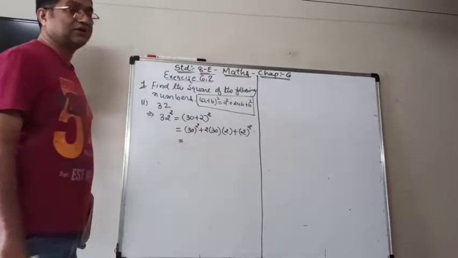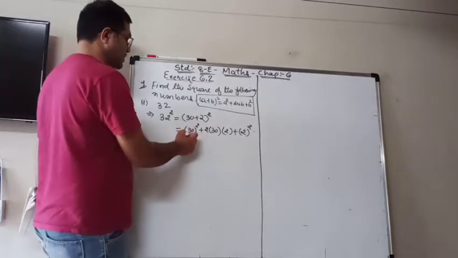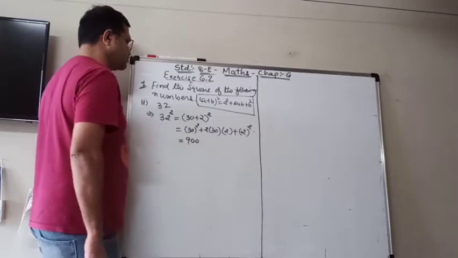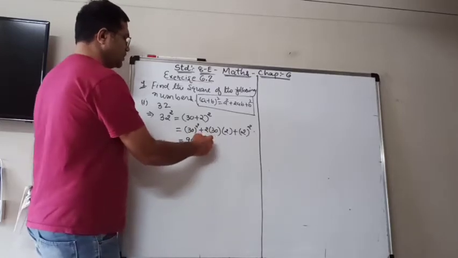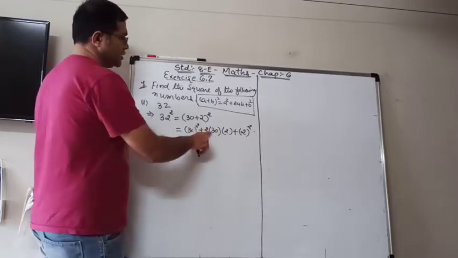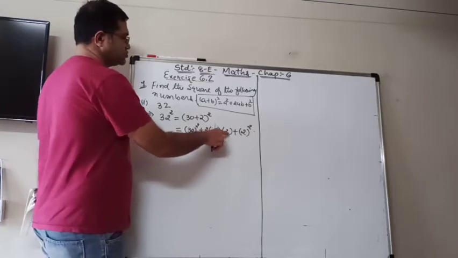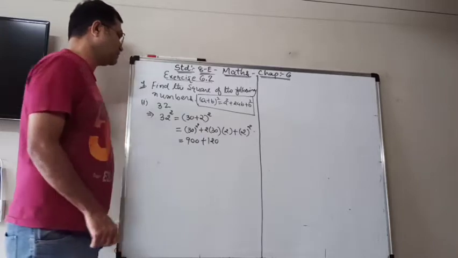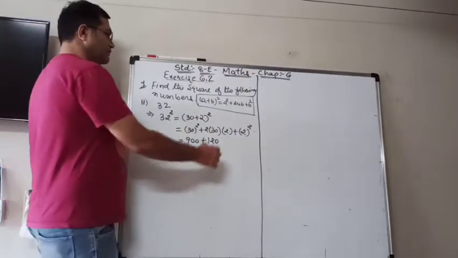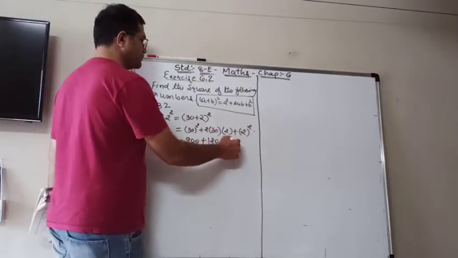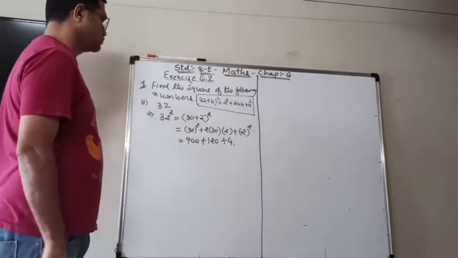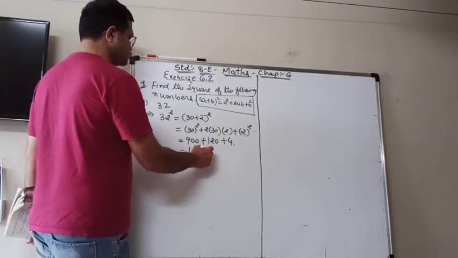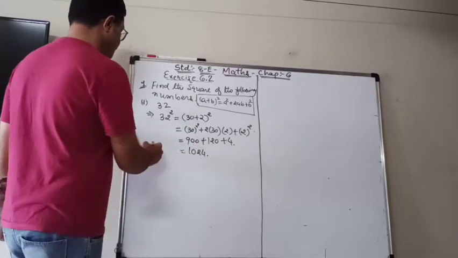Now the square of 30: 3 square is 9, and here there is 1 zero, therefore the square will have 2 zeros. So 900 plus 2 threes are 6, 6 twos are 12, and a 0 means 120, plus 2 square is 4. So it is 1024.